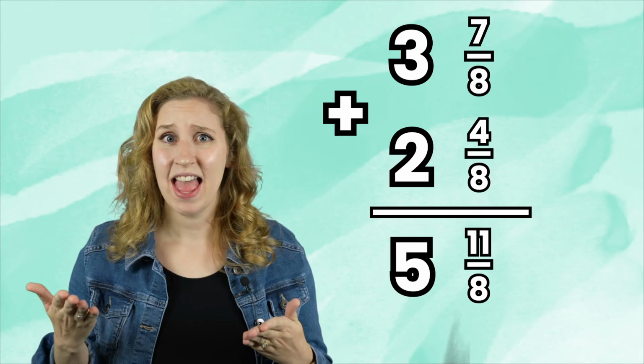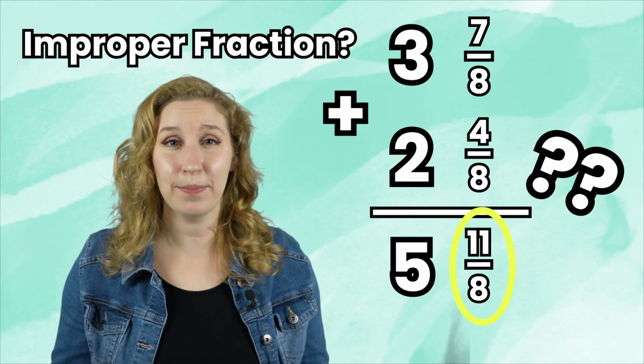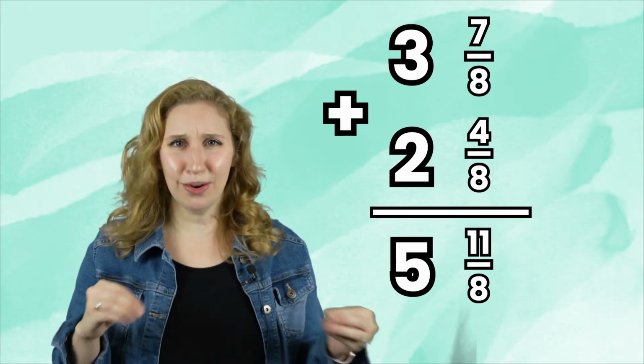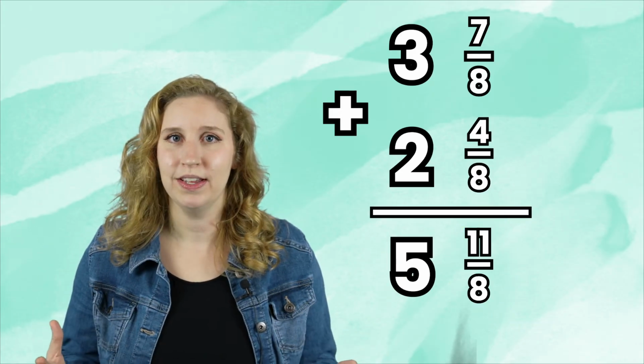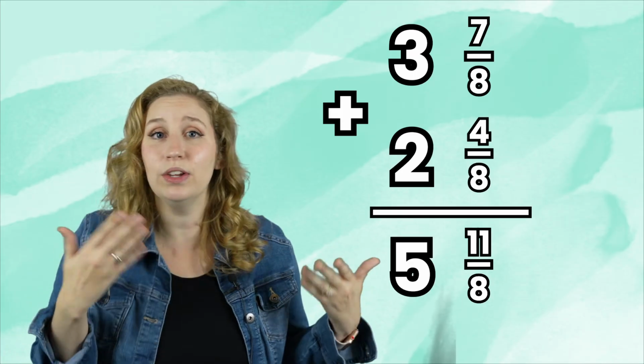All right, what happens when you add 2 mixed numbers and when you get to the fraction portion, it ends up being an improper fraction or a fraction greater than 1? That's a great question. You actually have to regroup, just like how when you're adding with whole numbers, you actually have to carry or regroup.